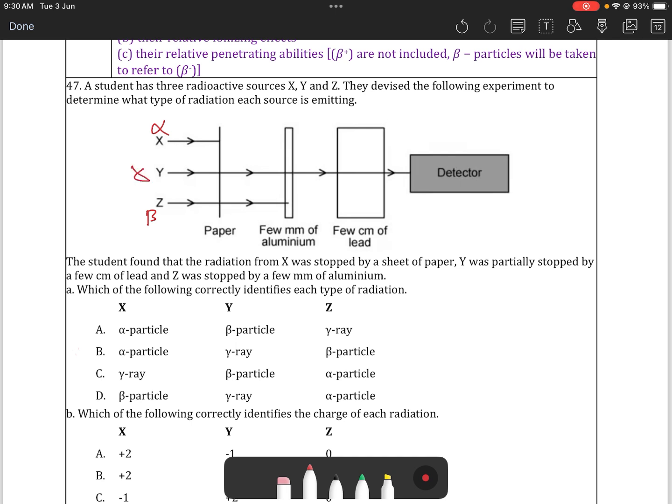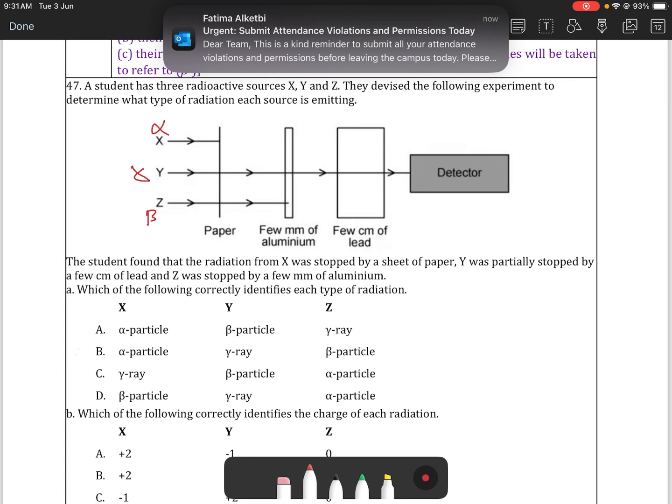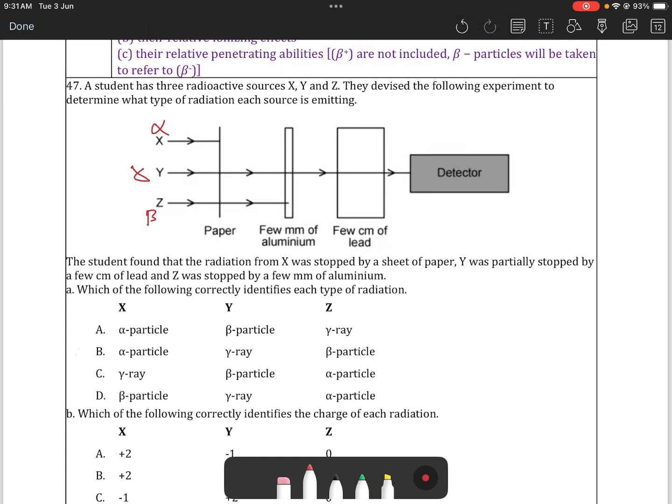And gamma is an electromagnetic wave, so it's hard to stop, let's say. So it is Y. Then X is alpha, Y is gamma, and Z is beta, so the answer is B.